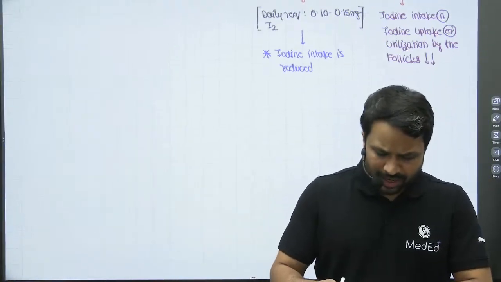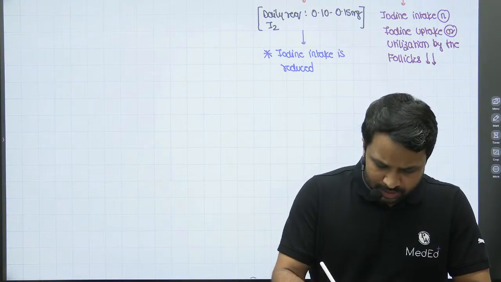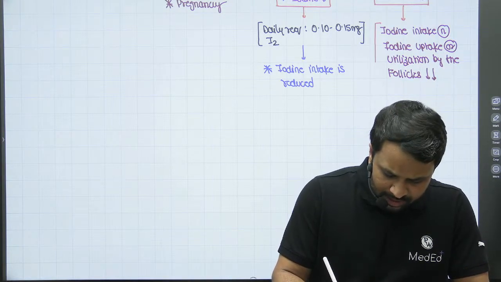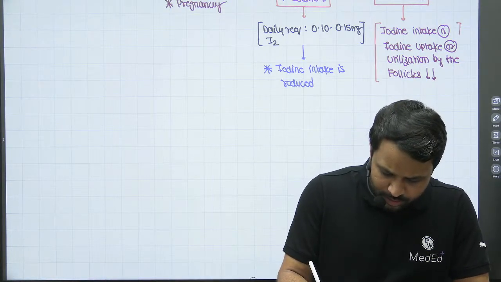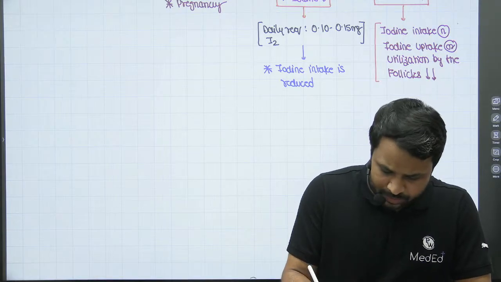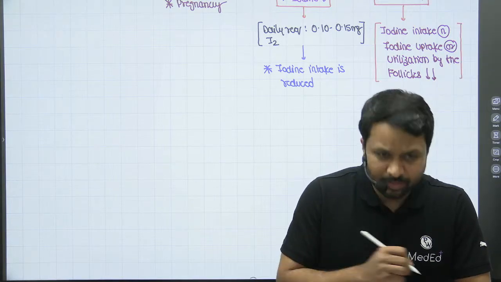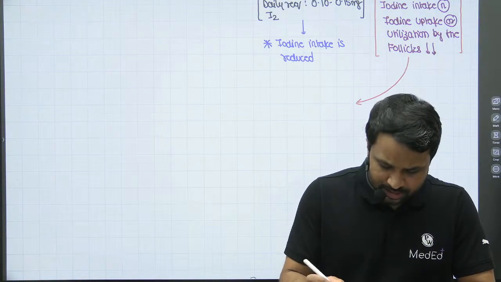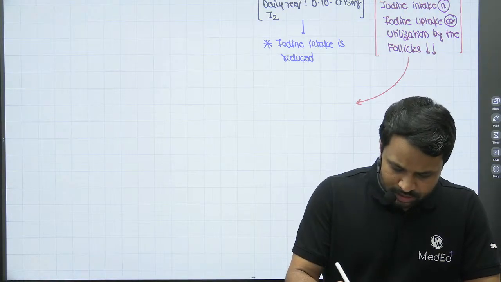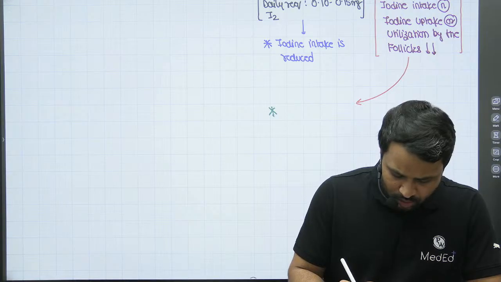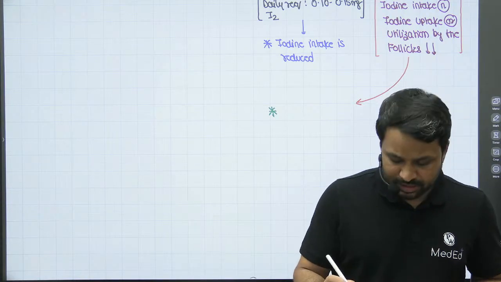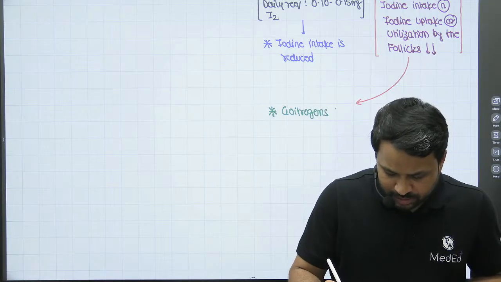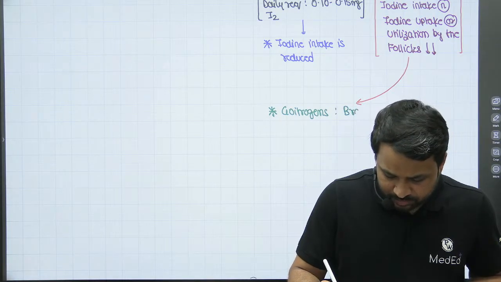Now, why or when does this occur? Why would the iodine utilization reduce when the iodine intake is normal? The patient is consuming the daily requirement, but it is not getting utilized. One of the most important causes of the secondary iodine deficiency is goitrogens. Examples of goitrogens are members of the Brassicaceae family.